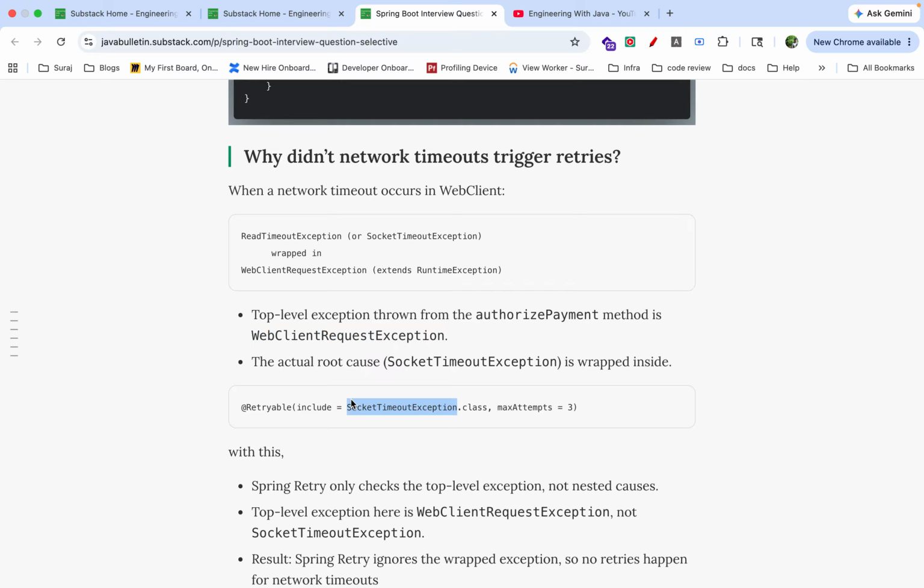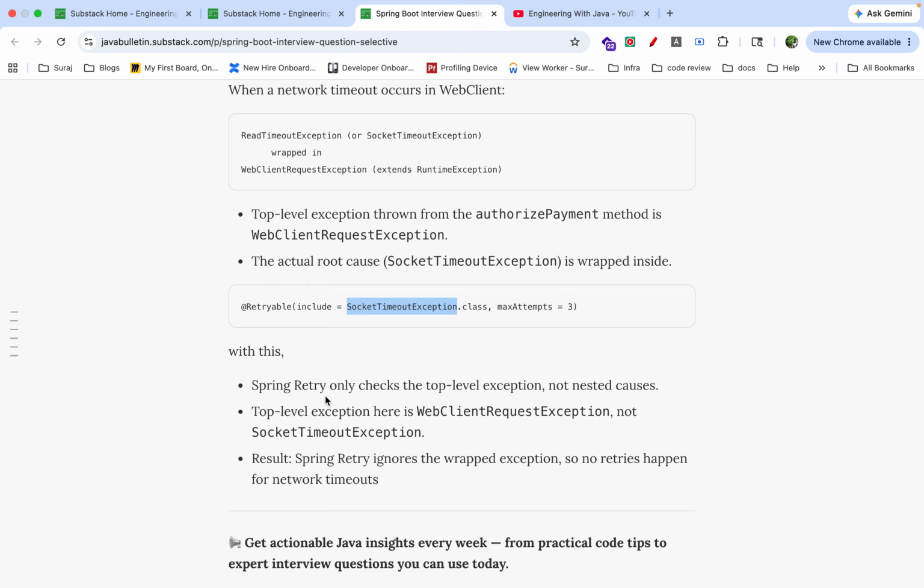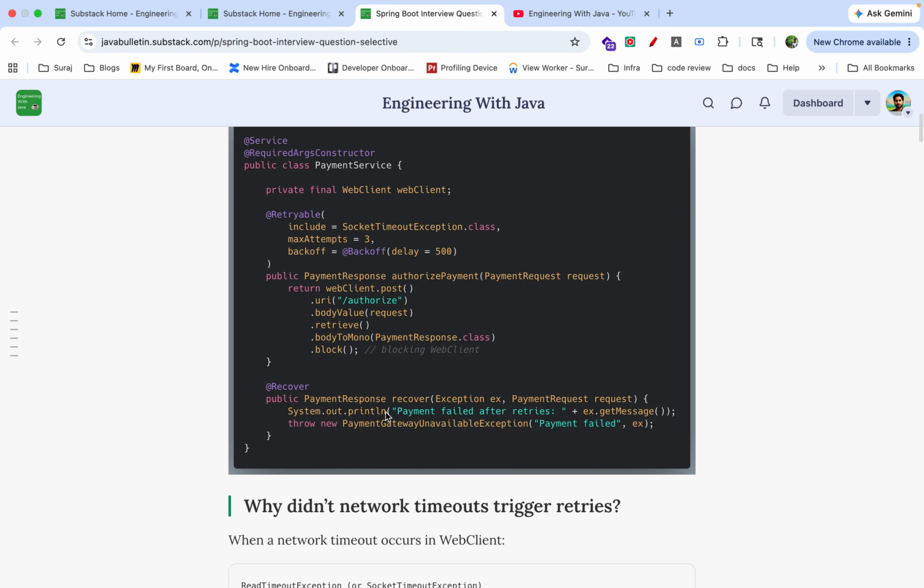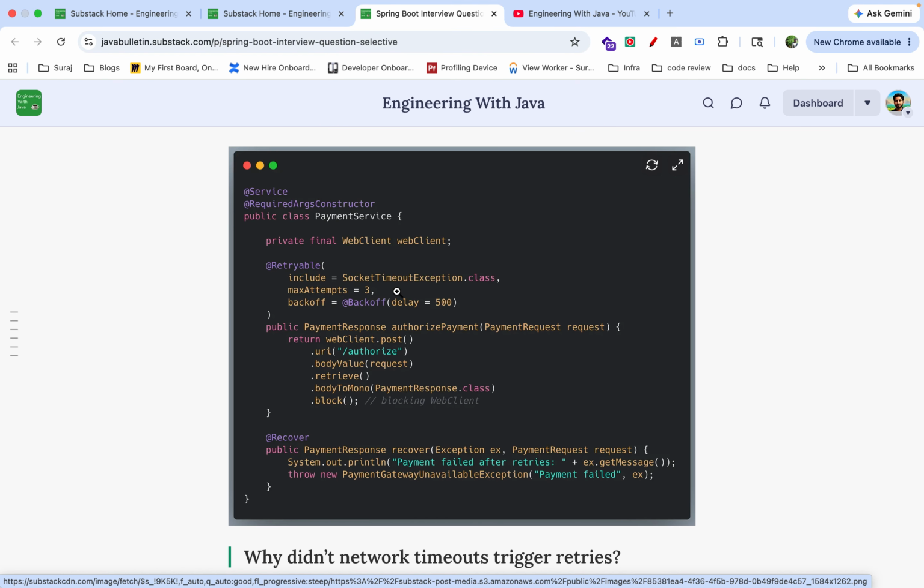So when we do SocketTimeoutException.class, Spring Retry only checks the top level exception, not the nested cause. The top level exception here is this WebClientRequestException and not the SocketTimeoutException. So that basically tells Spring Retry to ignore the wrapped exception, and hence no retries happen for this network timeout. That's the main problem. Seems like we configured the wrong exception class.